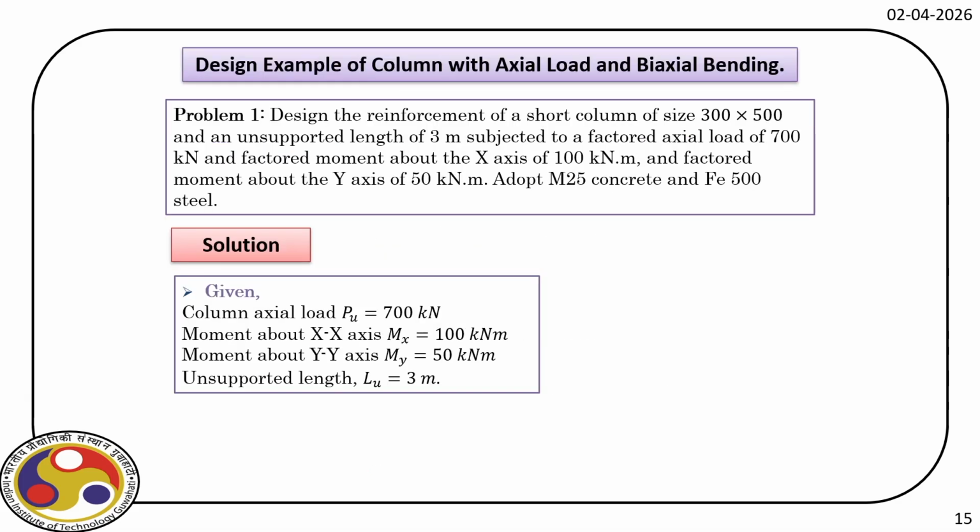Now let us see with an example how we can design a cross section. So we have a column size given here, 300 by 500. Unsupported length is 3 meter. Axial load is 700 kilonewton, and the factored moment about X is 100 kilonewton meter, while the factored moment about Y is 50 kilonewton meter. We are going to use M25 concrete and Fe500 steel. So these are the parameters given: load, moment about X, moment about Y, and Lu, that is the unsupported length.